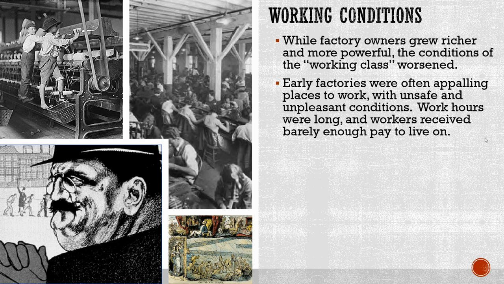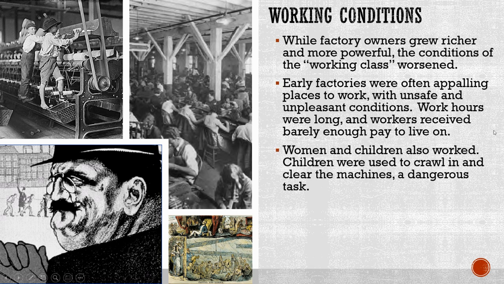Working hours were long and workers barely received enough pay to live on. And a lot of them lived in factory apartments, so all of their rent went back to the factory. It was amazing. So women and children also work. There was no laws against children working. So children, since they were smaller, they were used to crawl in and clear the machines and dangerous tasks, which you see in these pictures up here at the top left.